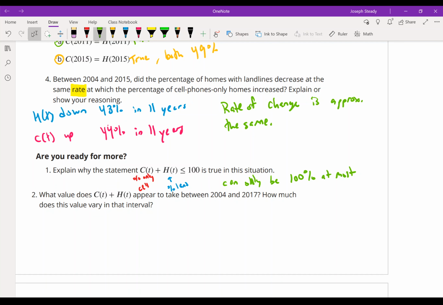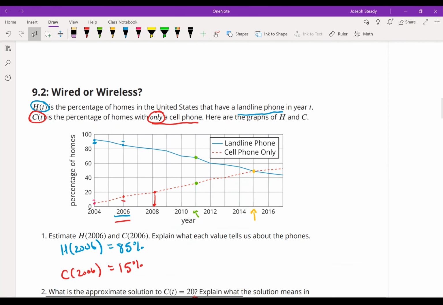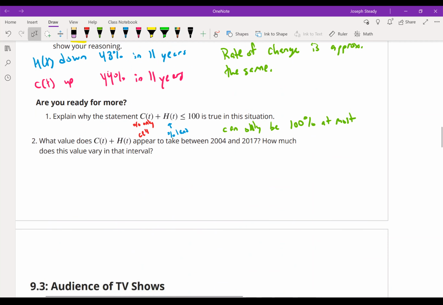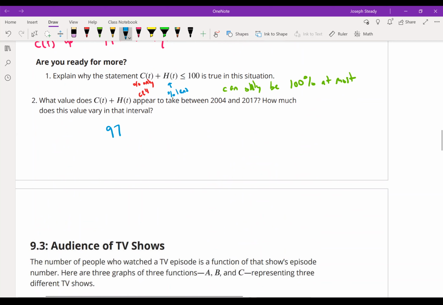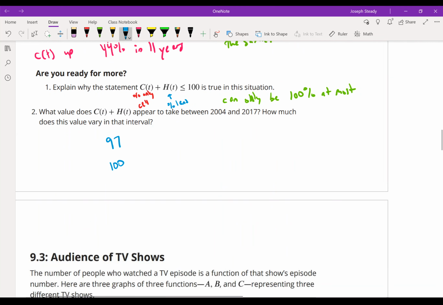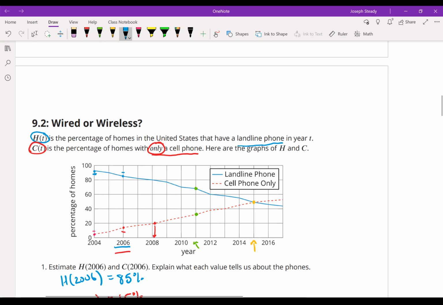Well, we're not going to calculate every single year here because there's a ton of different numbers we have to do, but we can look at a few. For example, we already grabbed some numbers from the beginning, and I think we had said those were around 5% and 92%. So at the beginning, it looks like we're around 97% for those two added together. Now, at some points, like for example in 2006, we estimated that was 85 plus 15, which is 100. So we've got 100% there for C plus h.